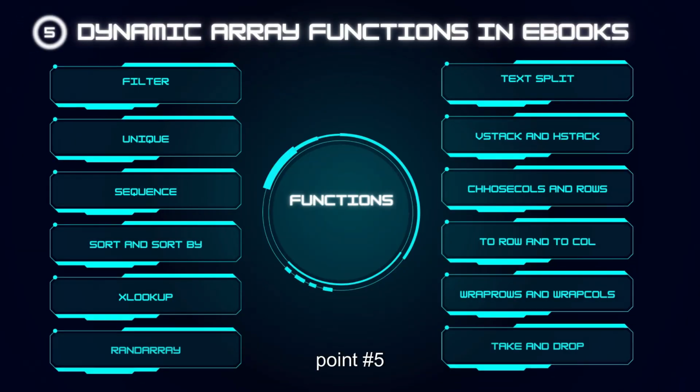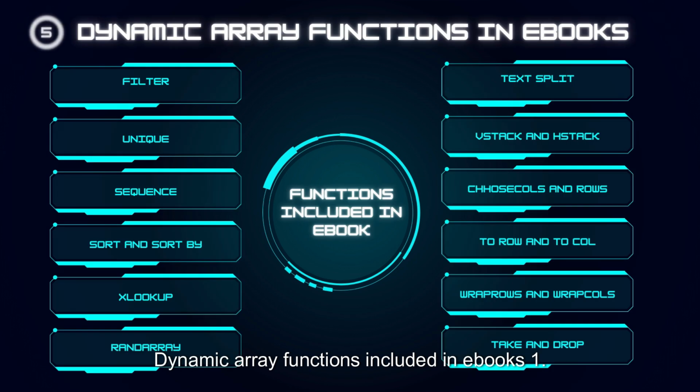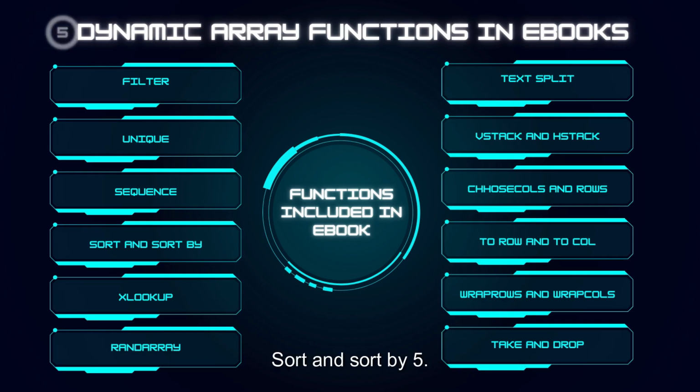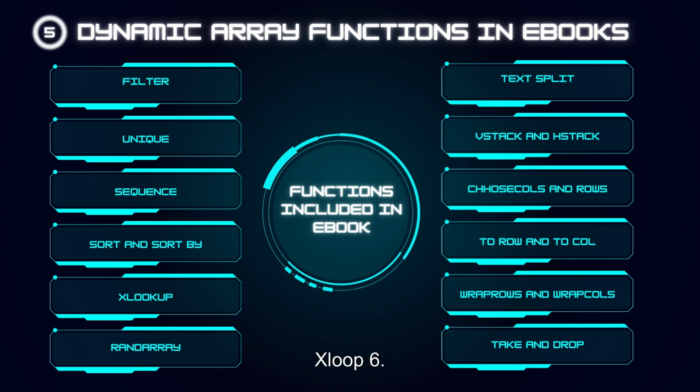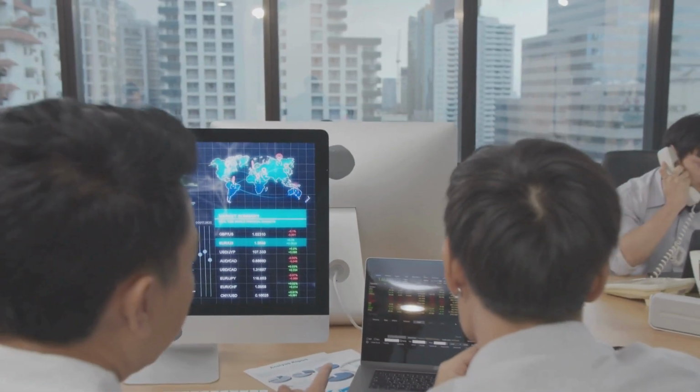Point number 4. Dynamic array functions included in the ebook. 1. Filter. 2. Unique. 3. Sequence. 4. Sort and SortBy. 5. XLOOKUP. 6. VSTACK and HSTACK. More dynamic functions are included in this ebook.